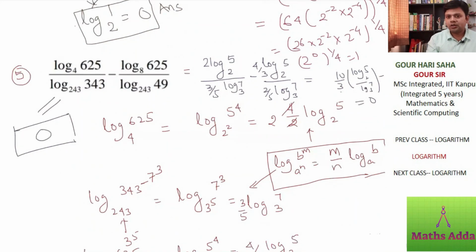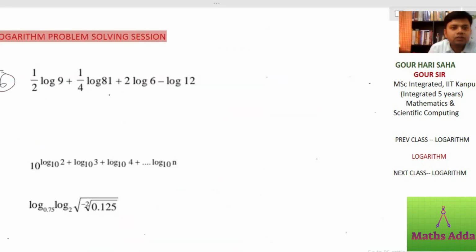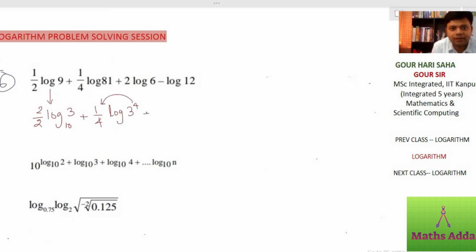Okay, so now moving to next one. What is this? This is log of 9 base, log 9 will be, 9 is 3 square, right? And square will come out, so it will become 2 by 2 log 3. Where base is not written means base is 10, and this is 1 by 4 log of 3 to the power 4. So 4 will come outside. Okay, in next step I will do that.